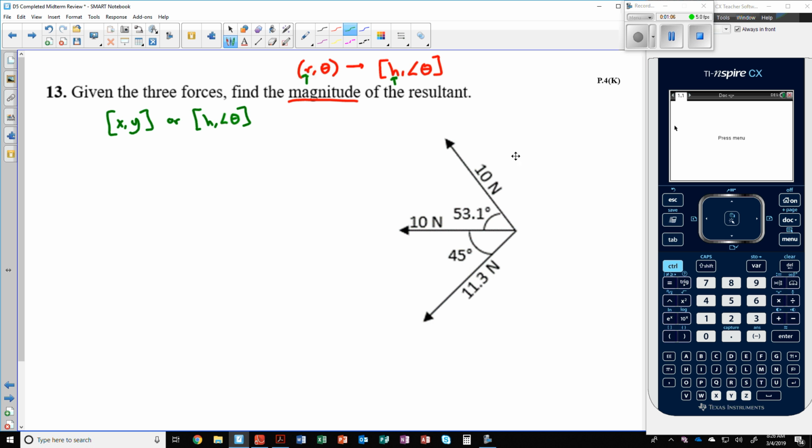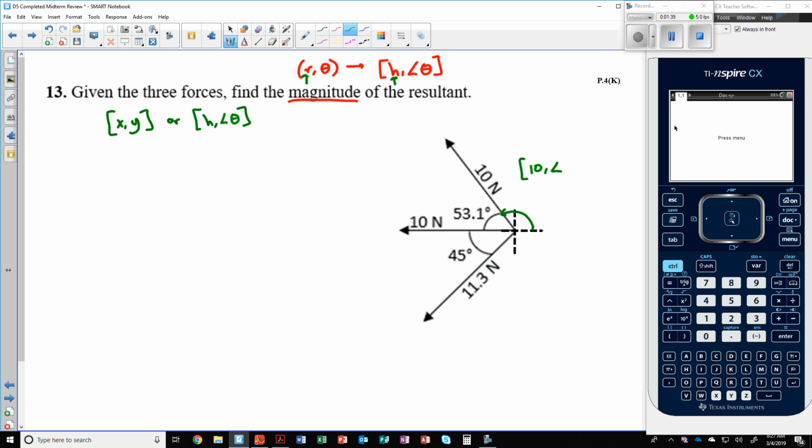For the calculator's purposes, I'm going to treat all of this as if this is the origin here, though it won't end up mattering for this problem. For the calculator, every angle, when I use h and theta, is calculated from the positive x-axis. Since this 10 newtons is slanted, it's going to be polar form. So I would have the value 10, comma, and the angle symbol. Now I have to figure out how many degrees this is.